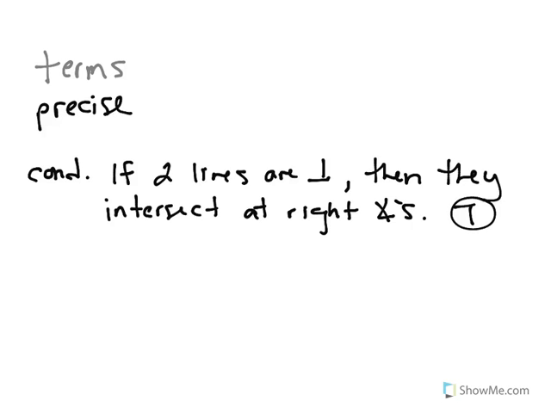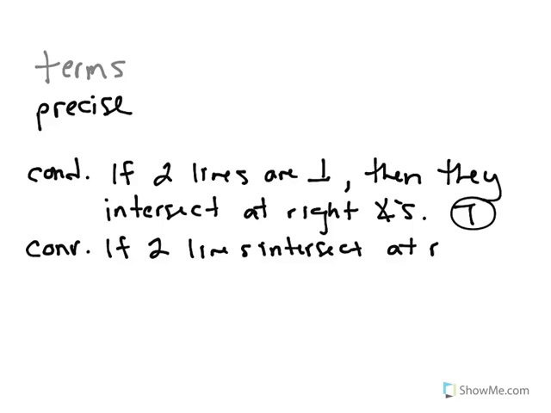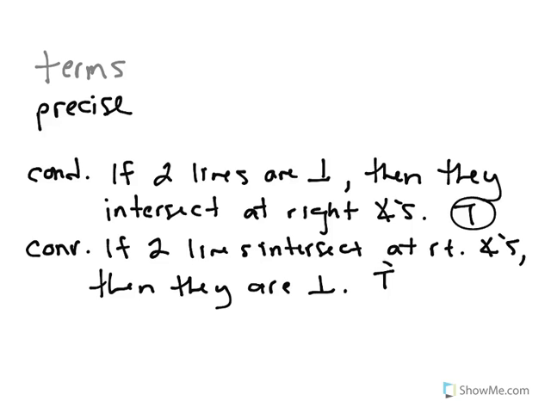If two lines are perpendicular, then they intersect at right angles. That's true. How about the converse? Let's see that. If two lines intersect at right angles, then they are perpendicular. True or false? That's true as well. Therefore, I can write a true biconditional statement since both of those are true.